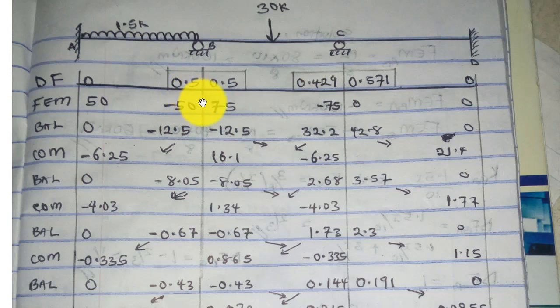You know, if I'm writing it directly, that would be very simple. But since I know you have the idea, you may have much problem with this. So minus 50 plus 75. This is the moment at this point. You sum the two together. Minus 50 plus 75, that will give you 25.